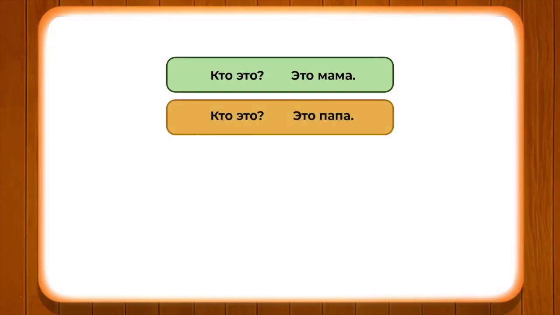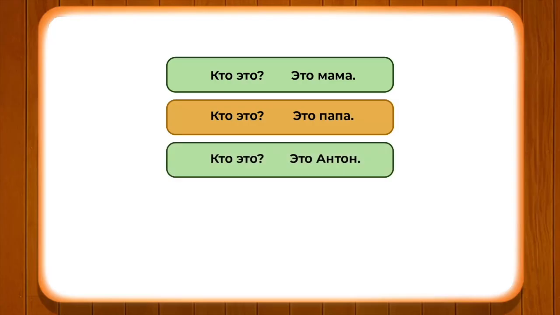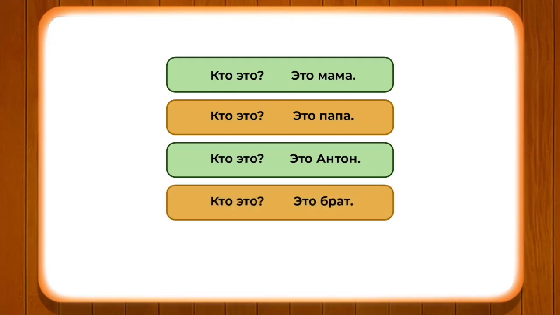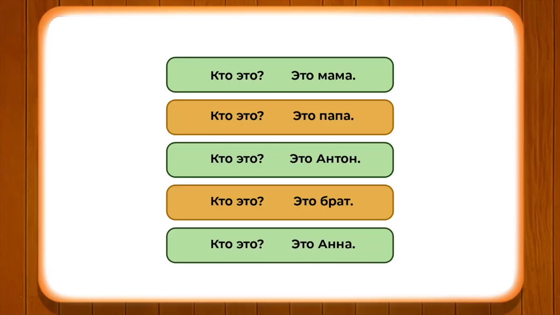Then we have kto eta. Who is this? Eta papa. This is father. Kto eta? Eta Anton. This is Anton, a Russian name for males. Kto eta? Eta brat. This is brother. Kto eta? Eta Anna. Anna is a very popular Russian name for females. So, we have two famous Russian names, Anton and Anna.